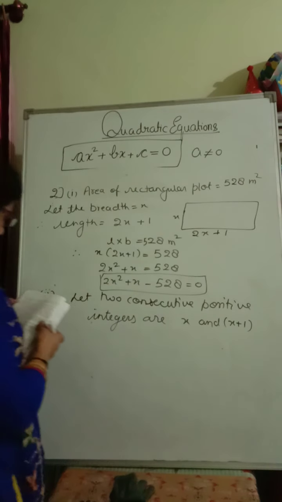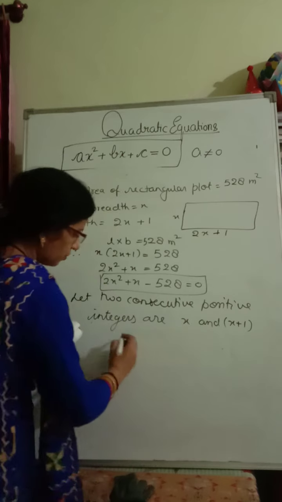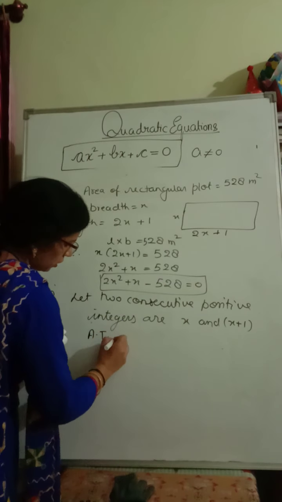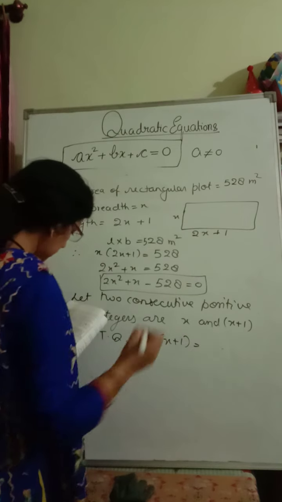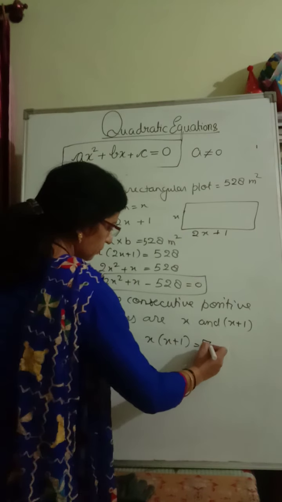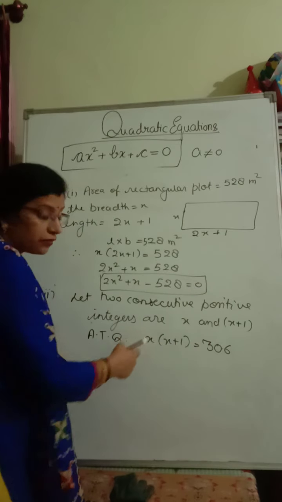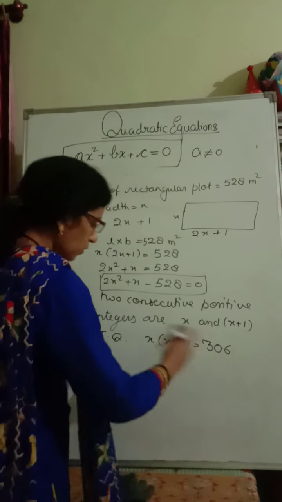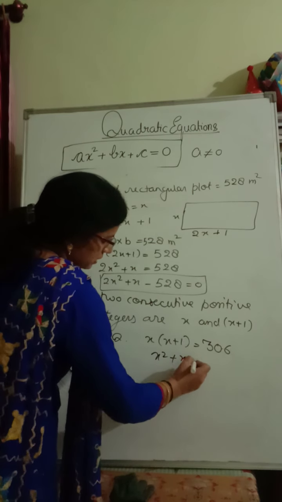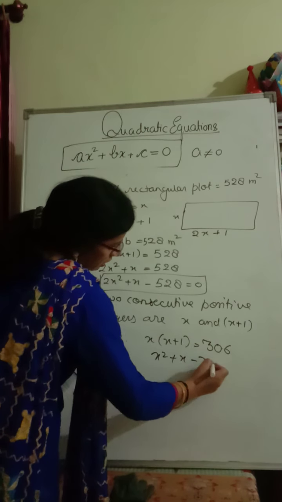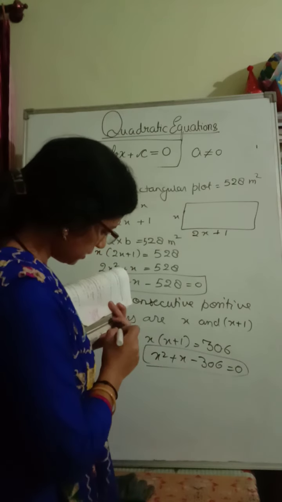Okay, so now what they are saying, the product of two consecutive positive integers, the product of these two according to the question, x into x plus 1 is 306. We have to find the integers, so we have to represent that in the form of a quadratic equation. So x square, multiply it inside, plus x, bring this side, minus 306 is equal to 0. This is your quadratic equation of the second question.